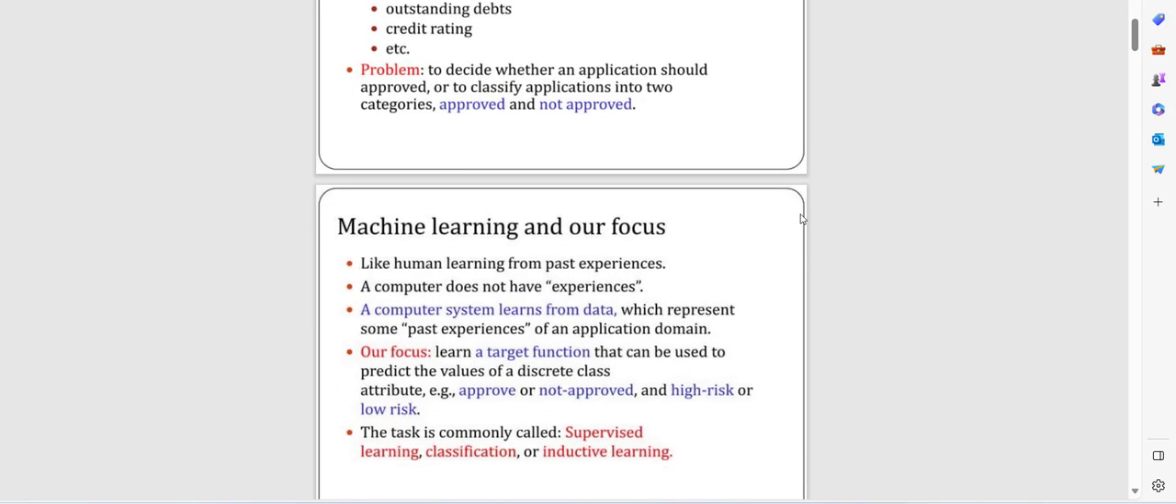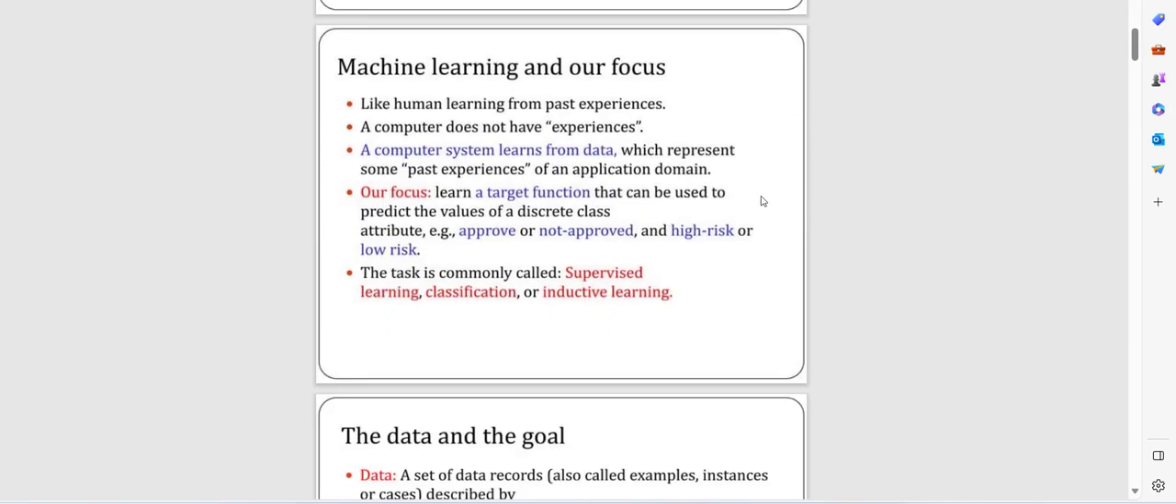Okay, so in machine learning, like human learning from past experience, a machine actually learns from past experiences. For example, if you want to predict Bitcoin data, what you have to do is give your machine learning model the past data. It will analyze it, extract the features, and then give you the results.